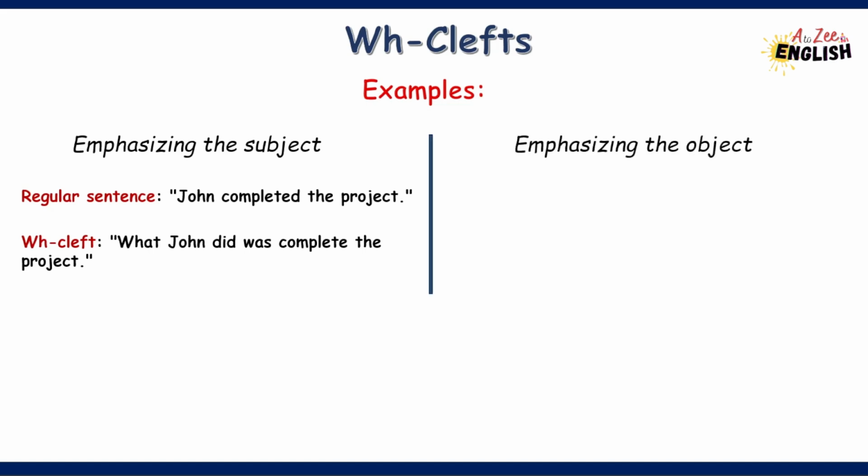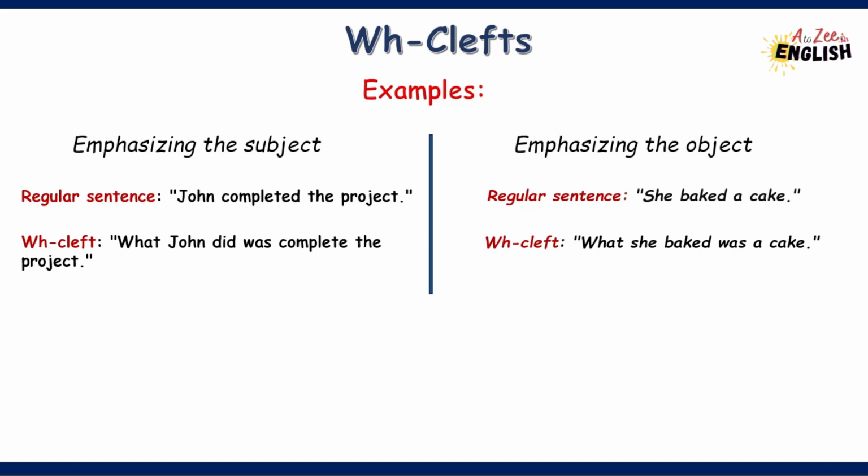Emphasizing the object. She baked a cake. Here she is the subject, baked is the verb, and cake is the object. And the cleft sentence is: what she baked was a cake. What she baked introduces the WH-cleft and focuses on what she baked. The what highlights the object. And was a cake specifies what the object is.